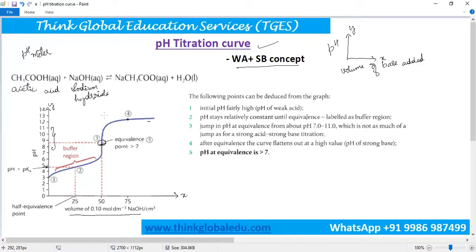The pH at the half equivalence point gives us an easy way to calculate the pKa of a reaction, because at this point the concentration of the acid will be equal to the concentration of the salt that has been formed.